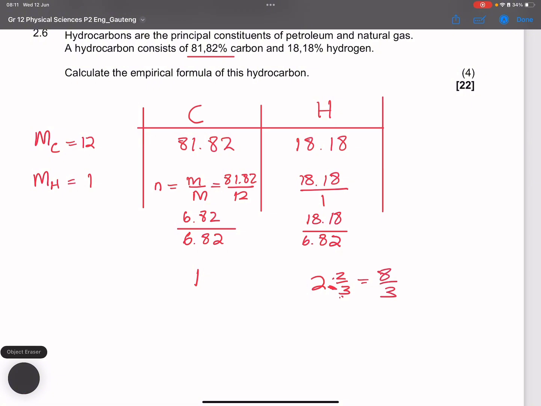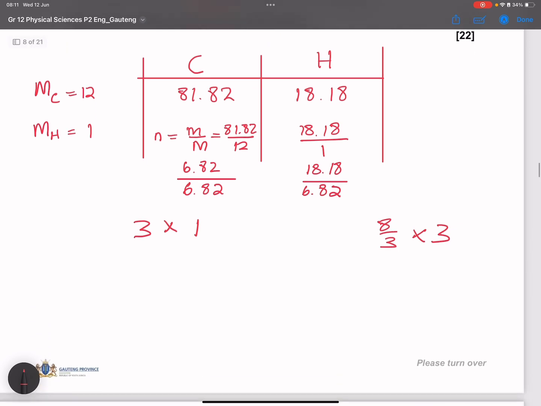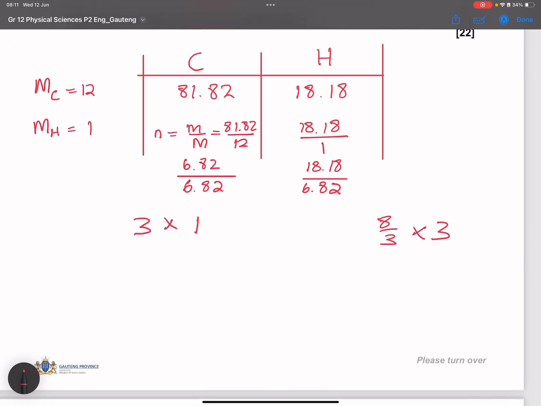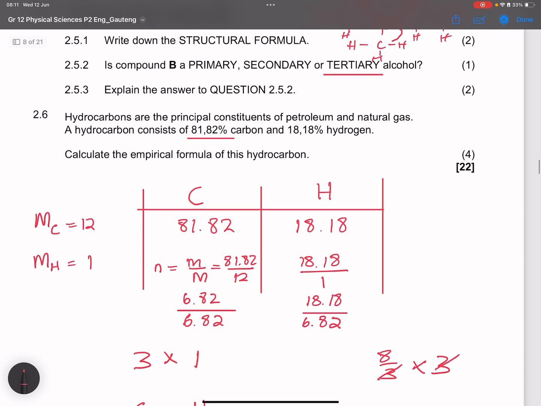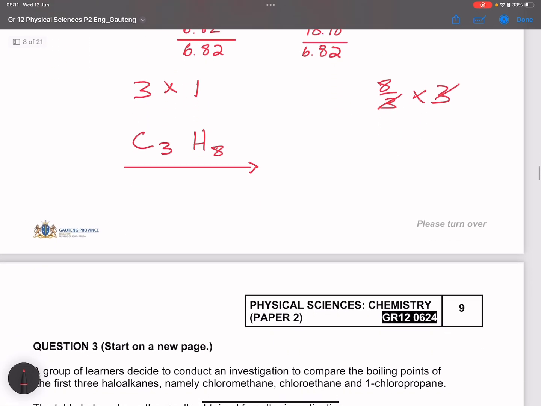Now, ladies and gents, it must not be a fraction, which means I need to multiply both by the LCD. So I multiply that by 3, but what I do on the one, I have to do on the other, right? So I'll have carbon, which is 3, and of course that cancels with that, and so hydrogen would be 8. So the empirical formula of my hydrocarbon should be C3H8. All right, so that is how we are going to get to that answer. I hope that makes sense, ladies and gents. Right, we're going to move on to question 3.